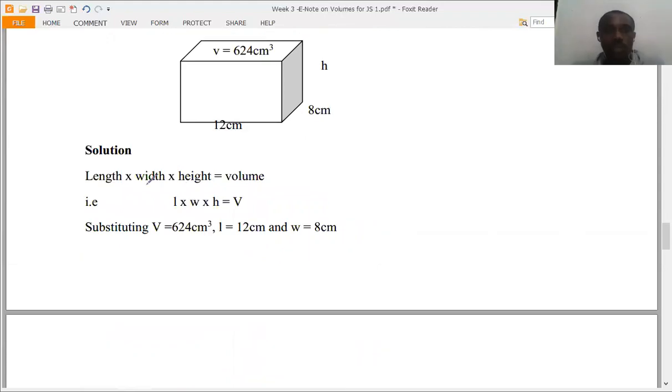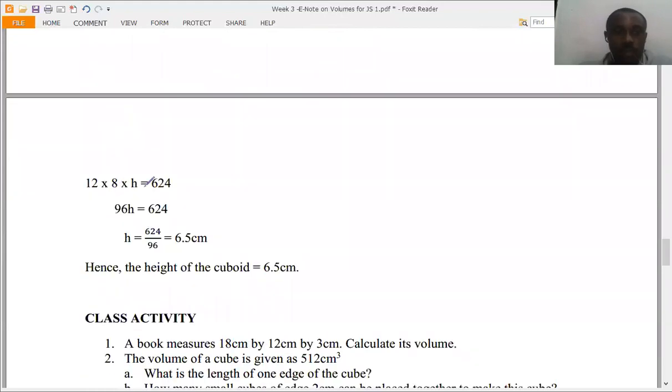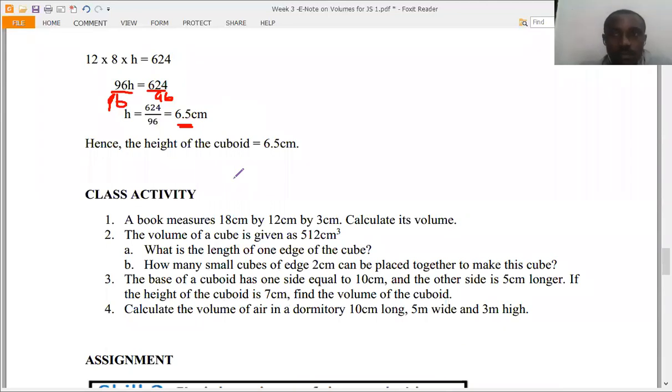Solution. The volume is equal to length times width times height, that is LWH equals V. Substituting for V, L, and W, we have 12 times 8 times height equals 624. 12 times 8 is 96, so 96 times H equals 624. Dividing both sides by 96, H is equal to 624 by 96, and that is equal to 6.5 centimeters. Hence, the height of the cuboid is 6.5 centimeters.